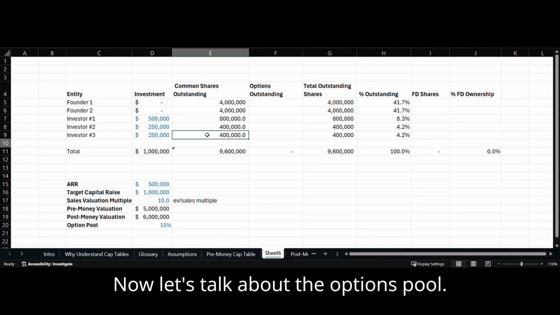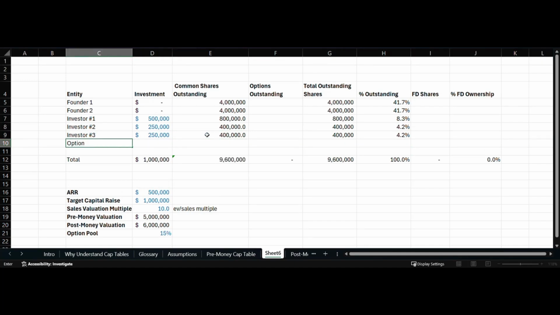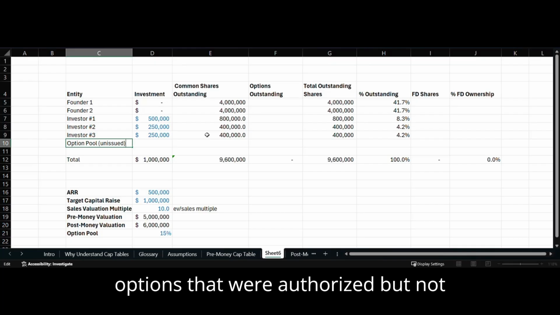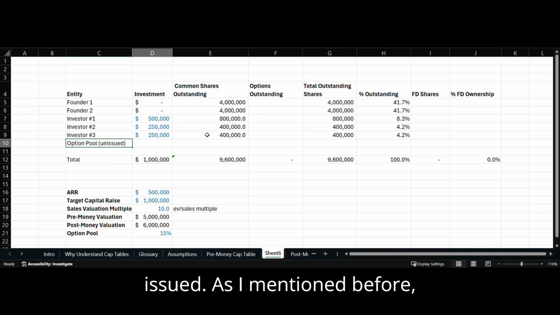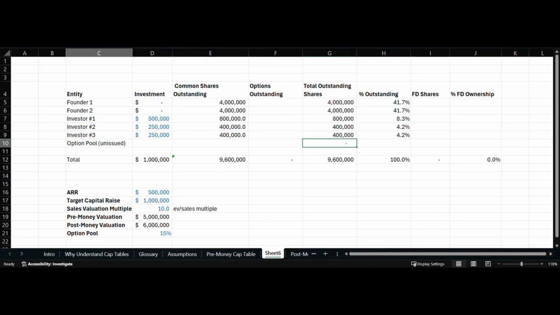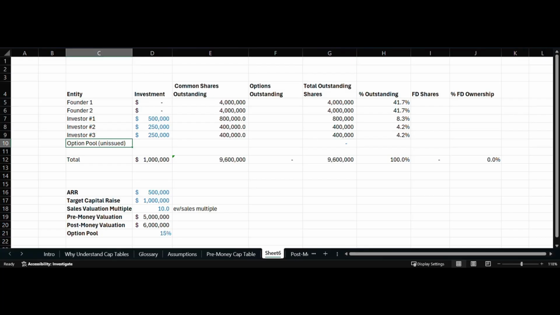Now let's talk about the options pool, right? So we're going to create a new row called options, option pool, unissued. Basically, all of the options that were authorized but not issued. As I mentioned before, they will not be part of the outstanding shares because they have been unissued, so they are not outstanding. They're just authorized.